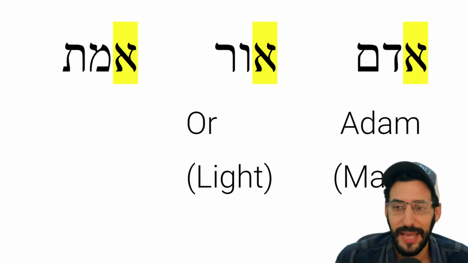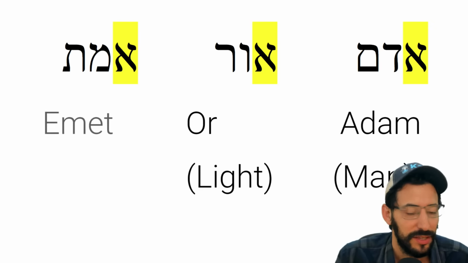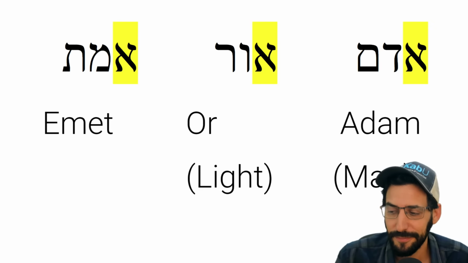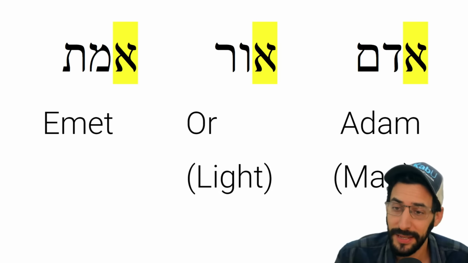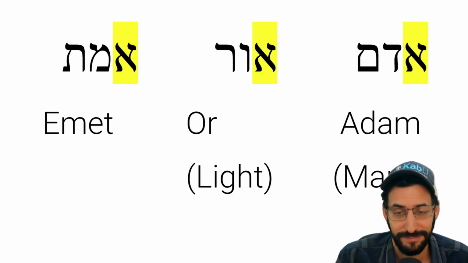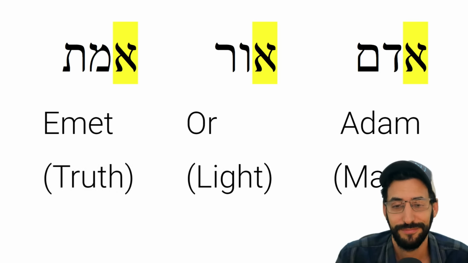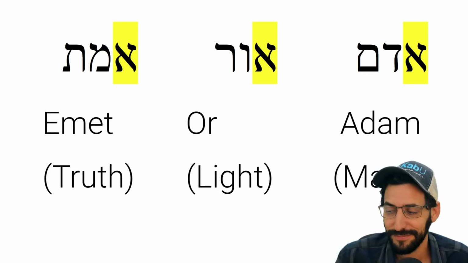Finally, another word, emet. We actually talked about emet in the beginning. Three letters, Aleph, Mem, and Taf. Aleph is the first, and here the sound is the vowel, Emet. So emet, say it with me. And what does emet mean? Truth. Okay.